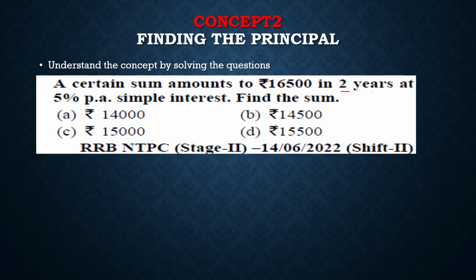So let the sum be 100%, then 110 percent of the principal is given as 16,500. Two zeros cancel, 11 by 10 P is equal to 16,500. So P is equal to 16,500 into 10 by 11, exactly 15,000 is our answer.